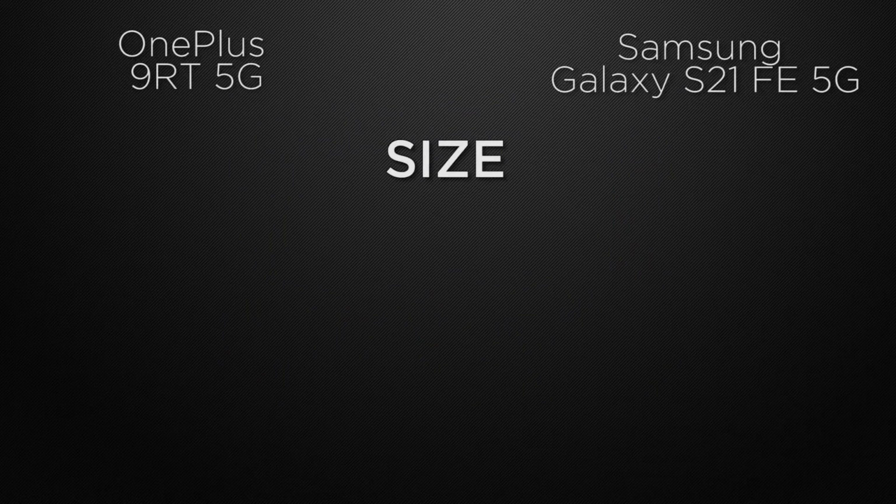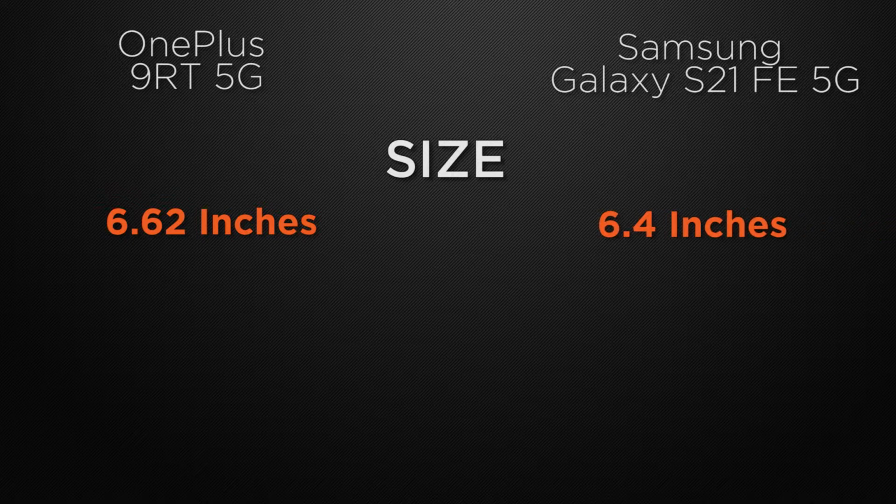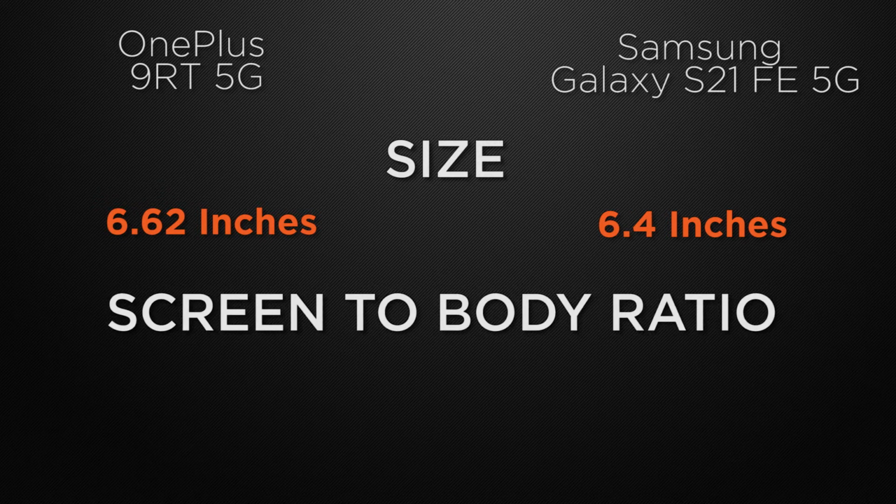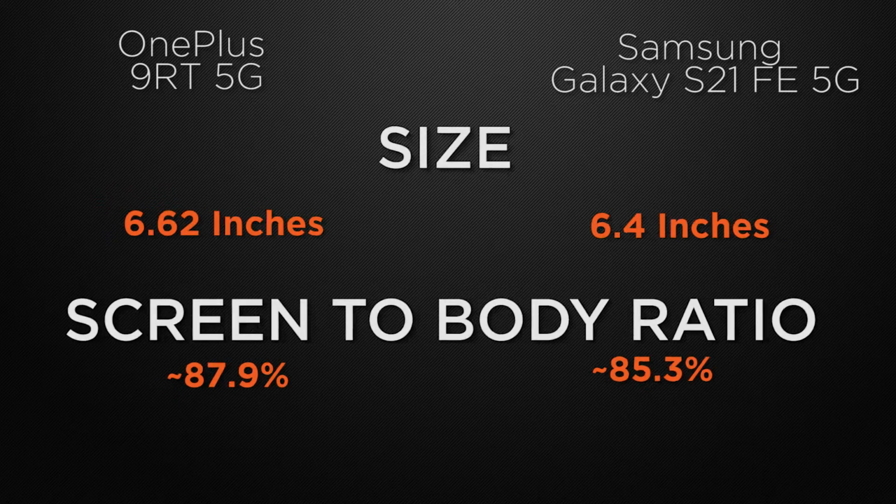Moving to the display features of the devices, let's start with the display size. The 9RT has a 6.62 inch display, whereas the S21 has a 6.4 inch display. So the 9RT comes with the bigger screen size, and the winner here is the 9RT. And about the screen to body ratio, the 9RT has approximately 87.9%, whereas the S21 has 85.3%. So the winner here is the 9RT because it has a bigger ratio.